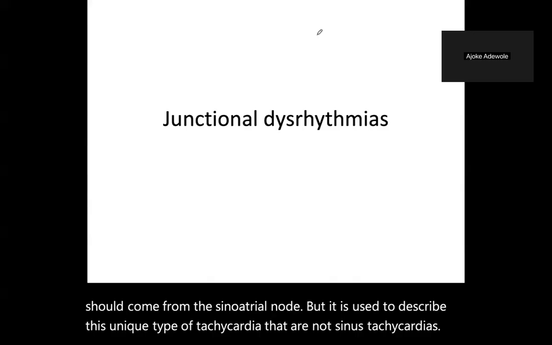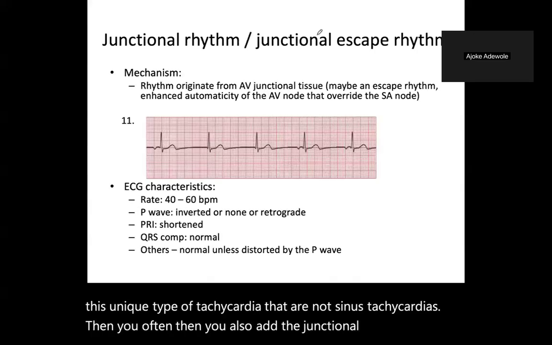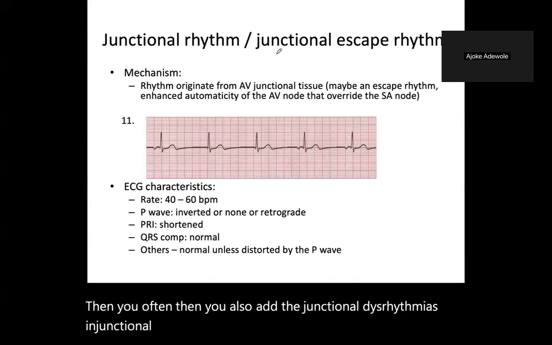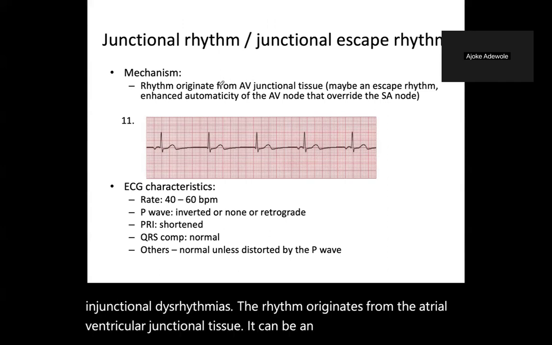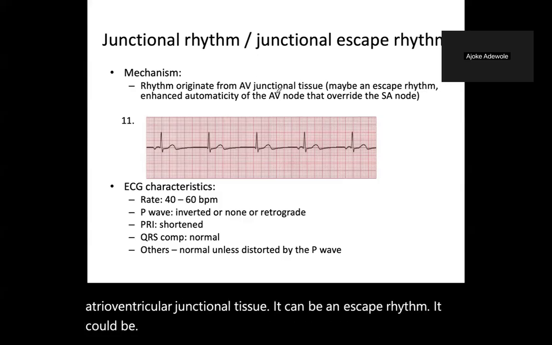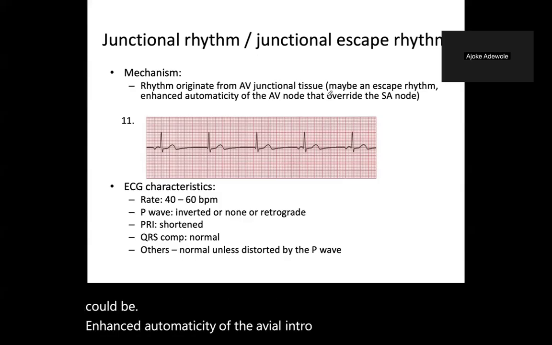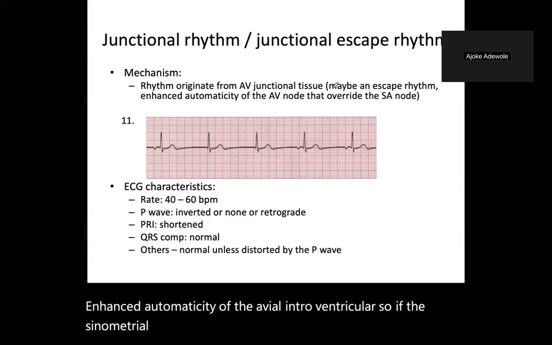Then you also have the junctional dysrhythmias. In junctional dysrhythmias, the rhythm originates from the atrioventricular junctional tissue. It can be an escape rhythm. It could be enhanced automaticity of the atrioventricular node. So if the sinoatrial node is sick, for instance, you would have this enhanced automaticity from the atrioventricular node.